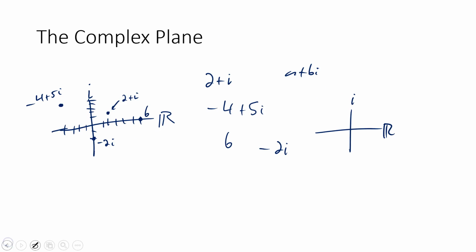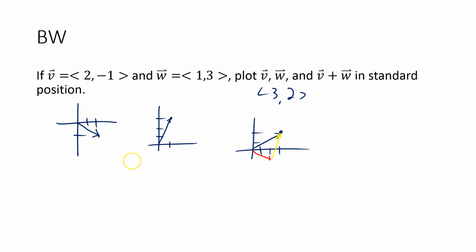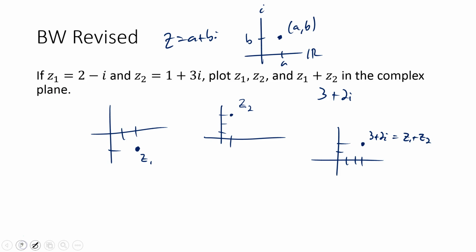If we go back to the bell work problem, we see that we had 2, -1, 1, 3, and then when we added them together, we added the x components and the y components, which is equivalent to adding the imaginary and real components of the problem we just did. So vectors are very, very similar to how we're dealing here with complex numbers. So when we think about graphing vectors in the plane, graphing complex numbers in the plane is pretty much doing the same thing. Cool.